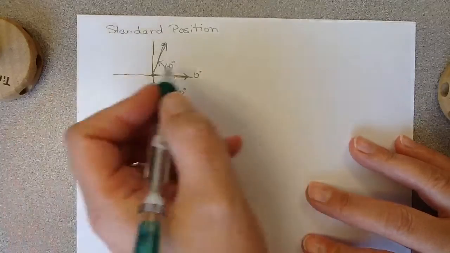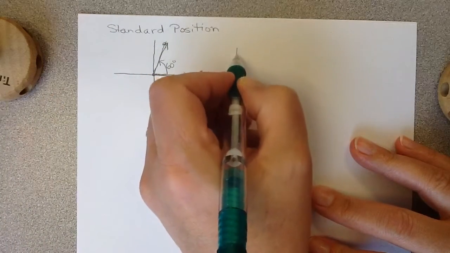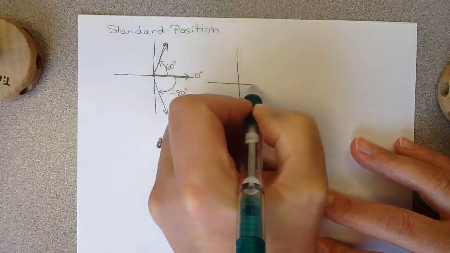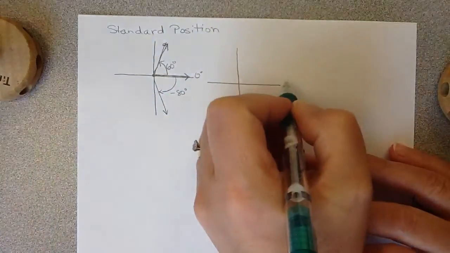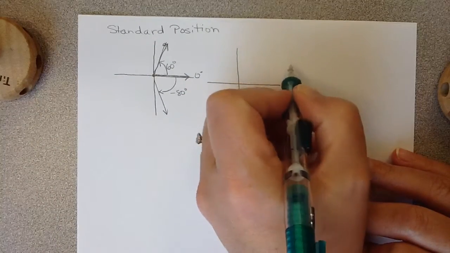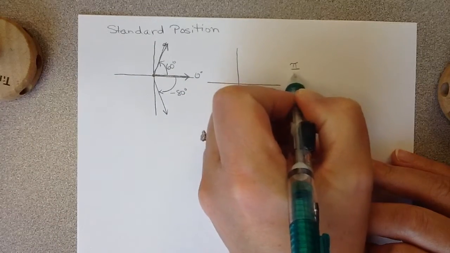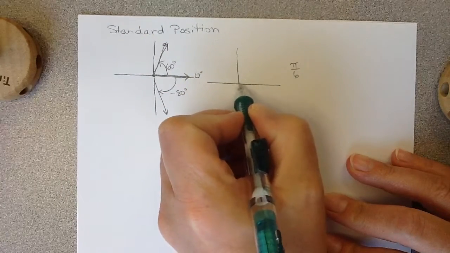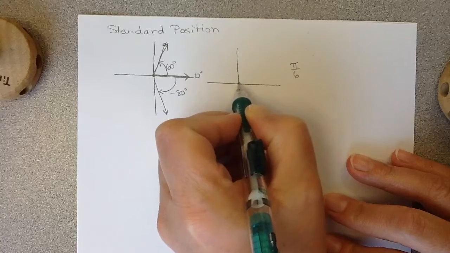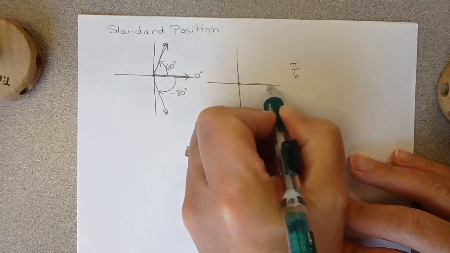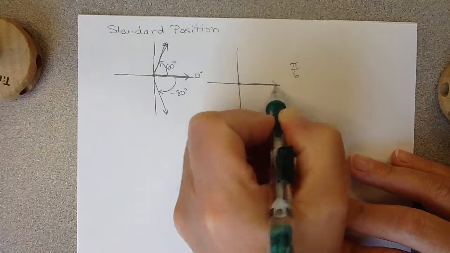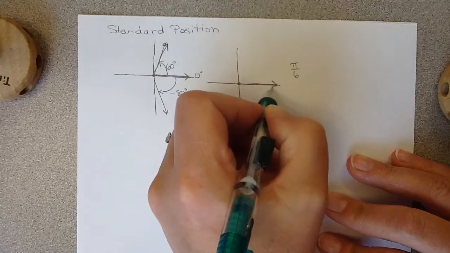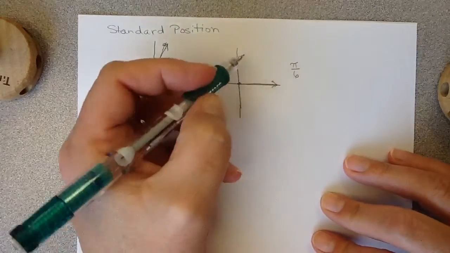Okay, I could also talk about radian measures. So let's say that I want to draw in standard position a pi over 6 radian measure. I still start with the point of rotation, the center of rotation, at the origin, and the initial side is on the positive part of the x-axis. That's 0 radians, because 0 degrees and 0 radians are in the same place, no rotation at all.